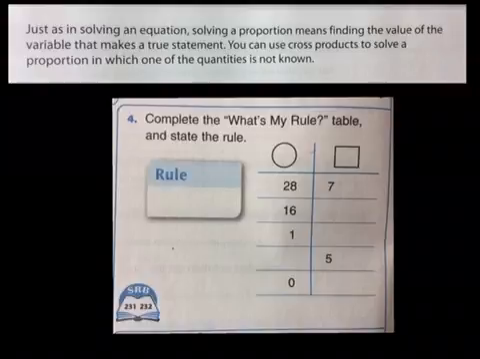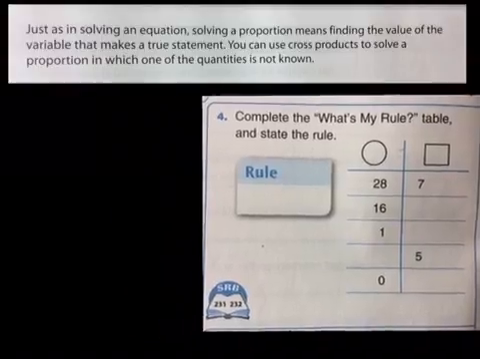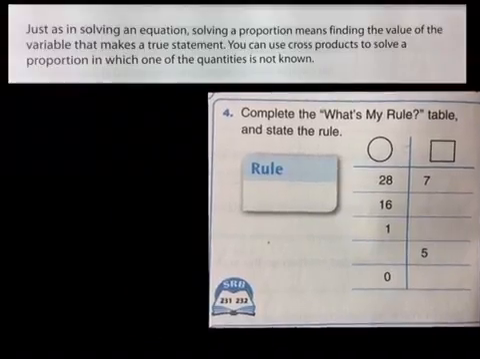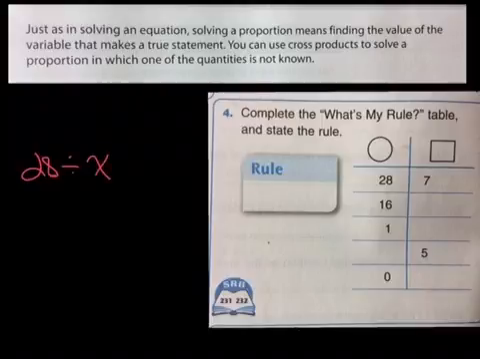Well, when you say finding the value of the variable that makes a sentence true, here we have a sentence. Whenever we go from circle to square, we're going to go down by this many. Well, we're supposed to find the rule, but when we write this algebraically, we write it as 28 divided by a number that we don't know equals 7. Okay, and there it is algebraically.